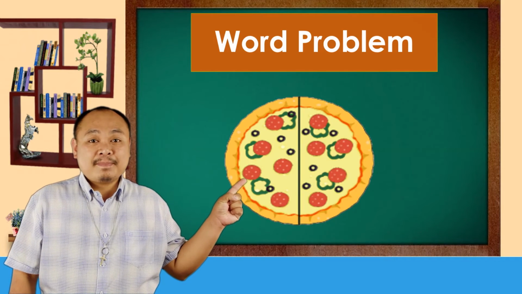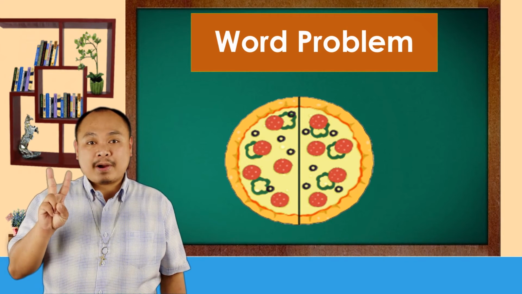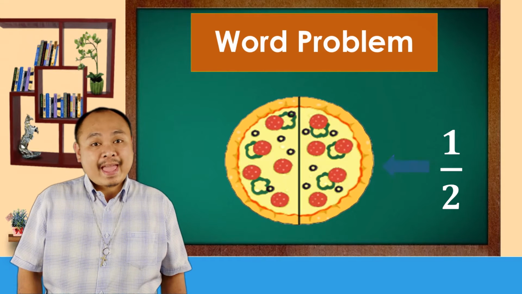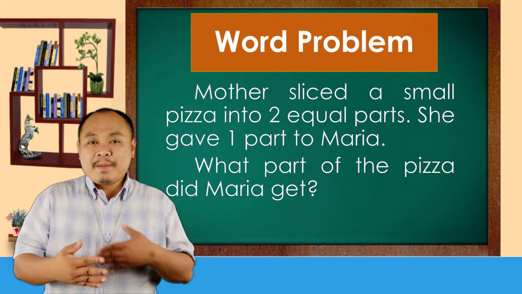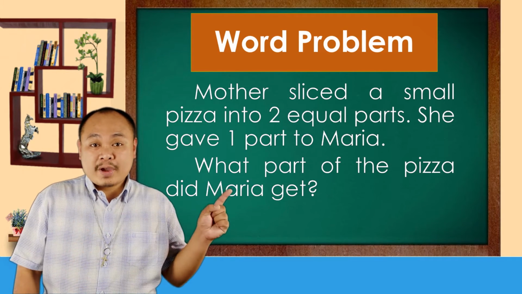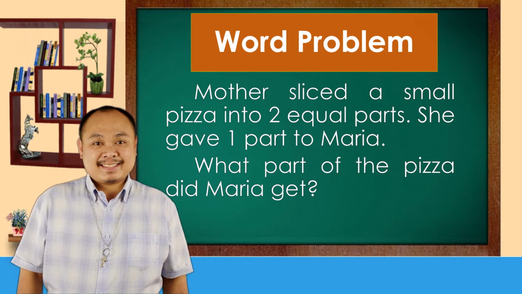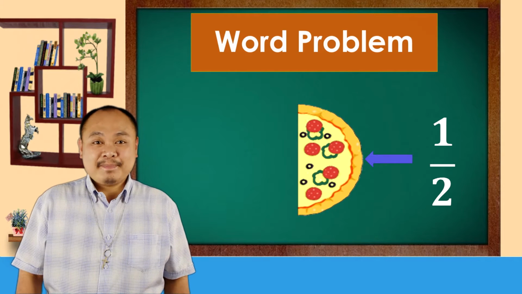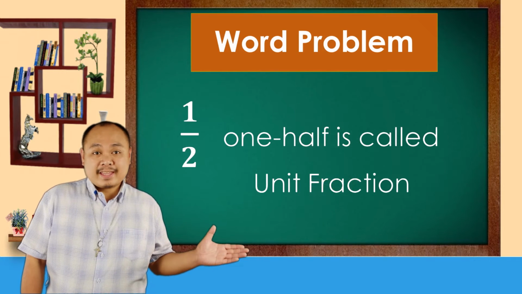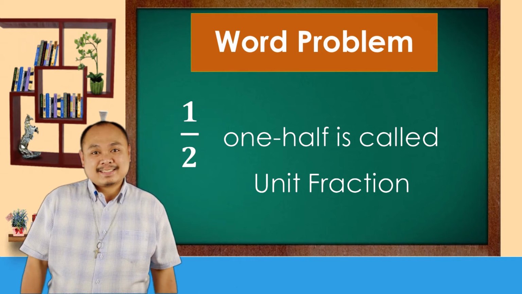Look at the picture of the pizza. The whole pizza is divided into 2 equal parts. Each part is 1/2 of the whole pizza. Going back to the problem, answer this question. What part of the pizza did Maria get? You're right. Maria got 1/2 of the pizza. The fraction is read as 1/2.